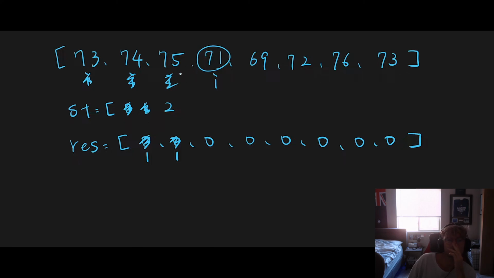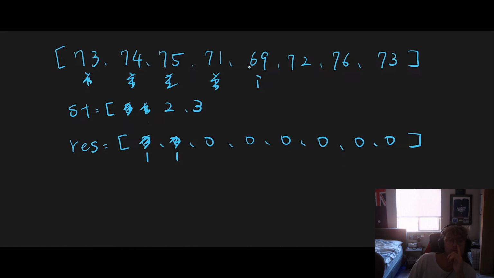Next warmer days. So now compare 75 and 71. So from 75, 71 is not a warmer day. So in that case, we don't do anything. So just add the current index to the stack. So that means 3. And then move next.